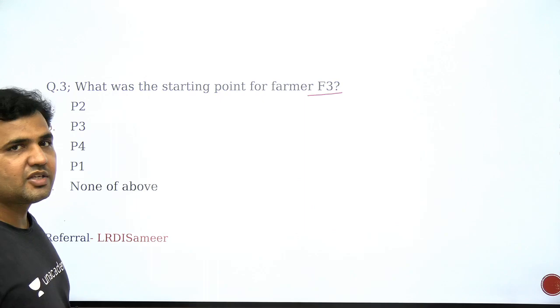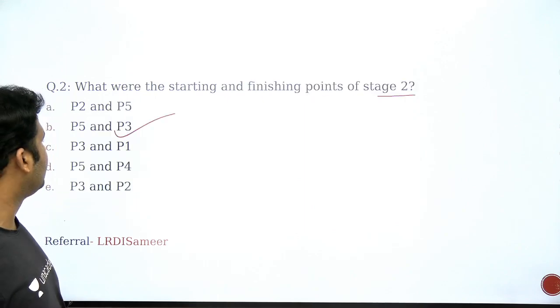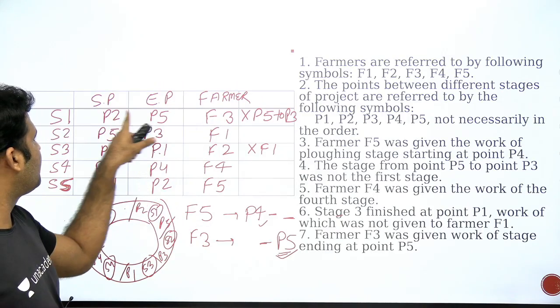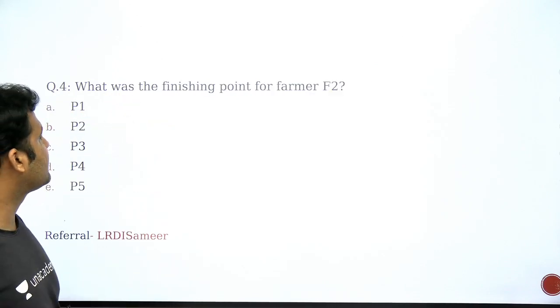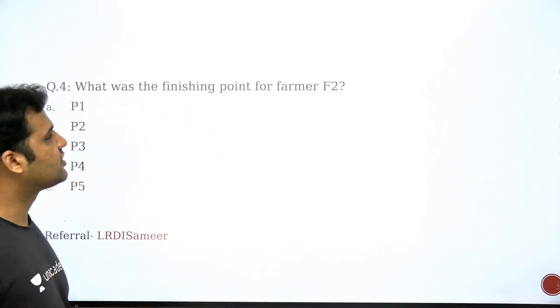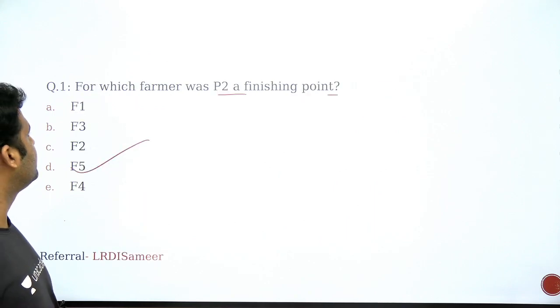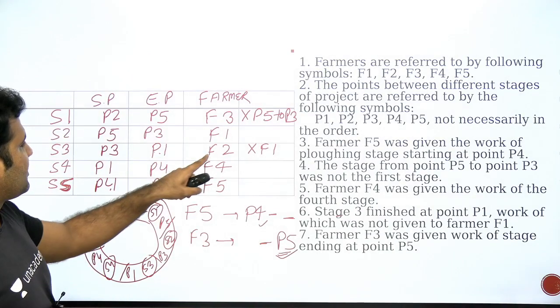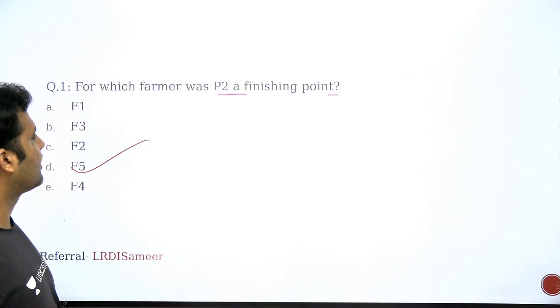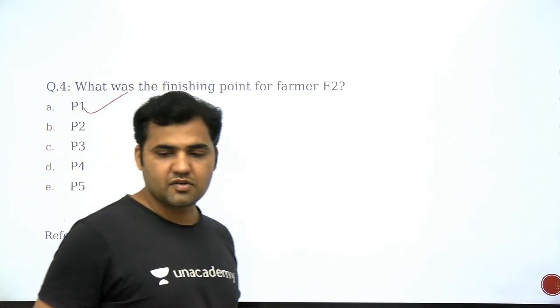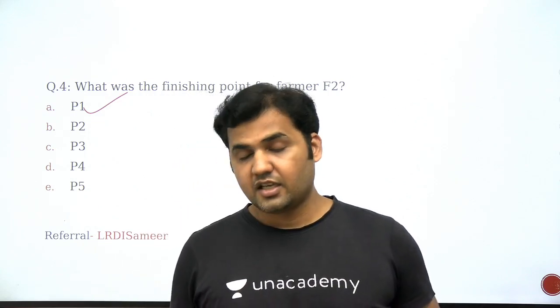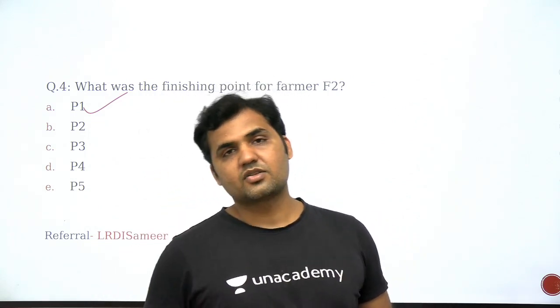What was the starting point for farmer F3? F3 starting point is P2, right? So option A is the correct answer. What was the finishing point for farmer F2? F2's finishing point is P1. So option A is the correct answer. That's it, guys. 4 questions solved in 5 minutes. If you do this set properly, you can easily solve the set in 5 minutes.